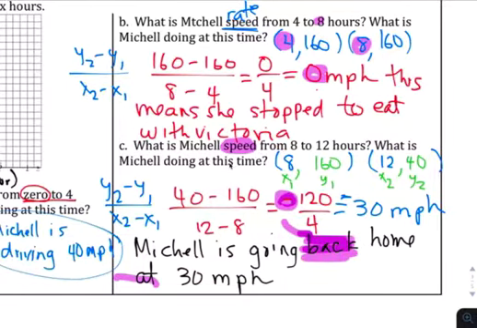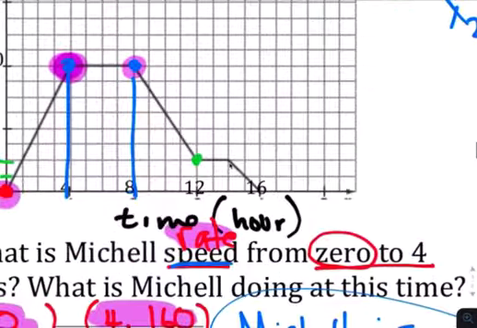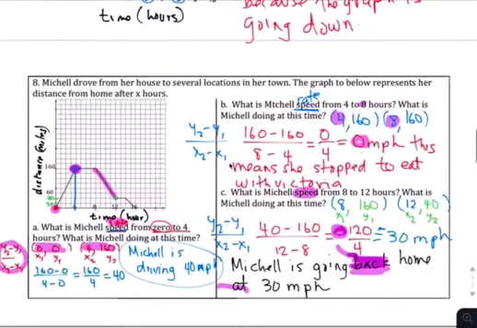That's how we know she's going back. And notice the graph is also going downward right there. And that tells you it should be a negative answer. Okay, hope this helps. Good luck on tomorrow's test.